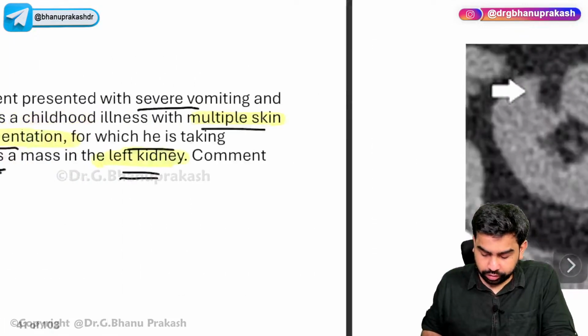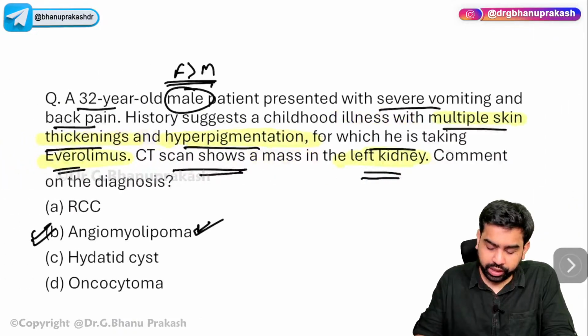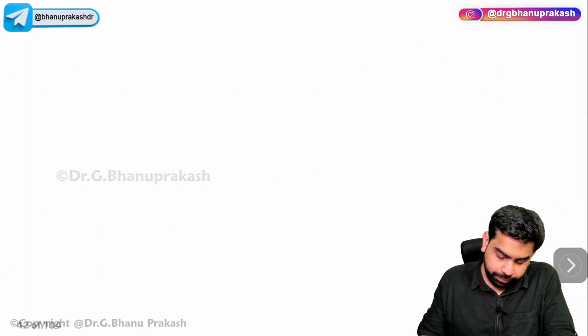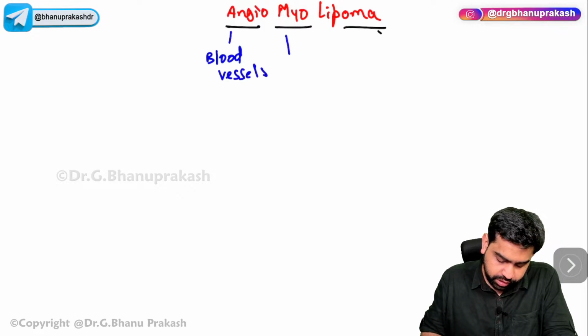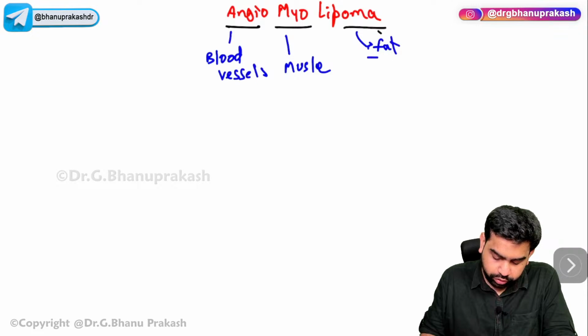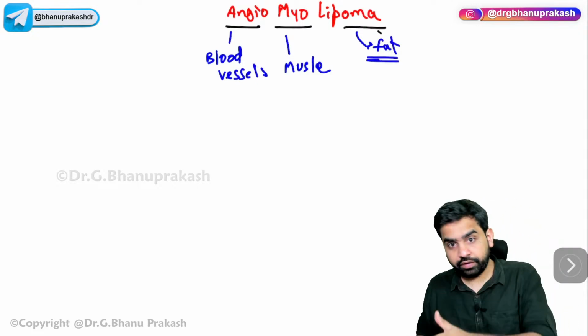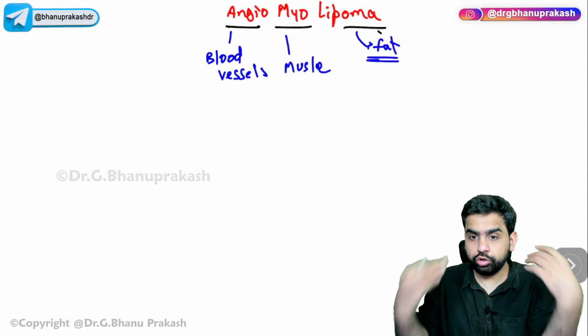So what is the characteristic? Let's talk a bit about the angiomyolipoma. What is an angiomyolipoma? As I told you, angiomyolipoma is basically a benign condition. It is a benign tumor consisting of blood vessels, muscle, and the fat component. So these are the three components, and this is a tumor arising out of it.